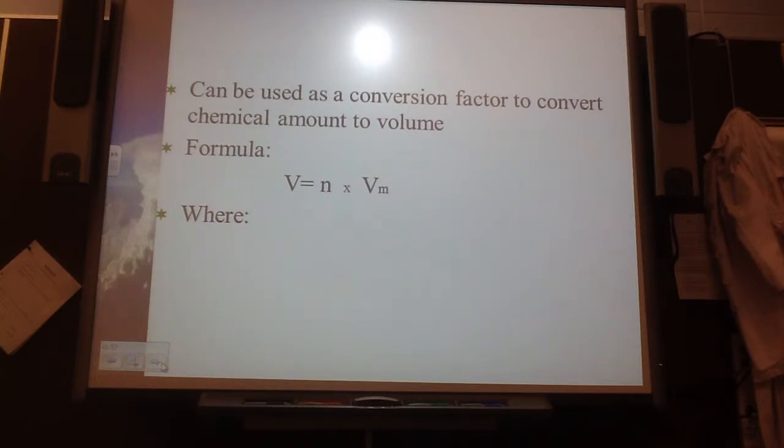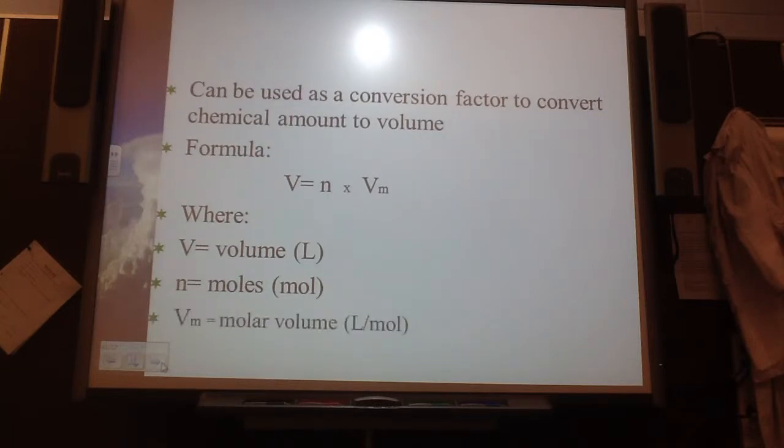So our formula is big V is equal to n times V subscript m. So a little m instead of V. Okay? Where our V stands for volume, and that's in liters, our n stands for moles, and our V subscript m is molar volume, which is liters per mole.